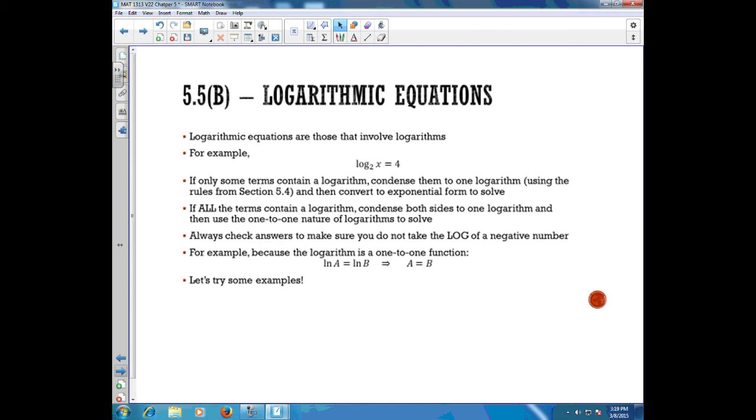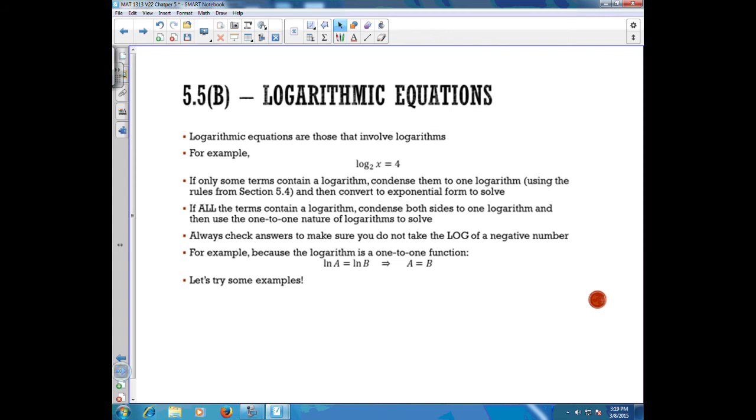Okay, so because the logarithm is a one-to-one function, if you have the natural log of a is equal to the natural log of b, that tells you that a equals b. Notice we can just kind of drop those logs away. That's what's going to happen in the later examples.